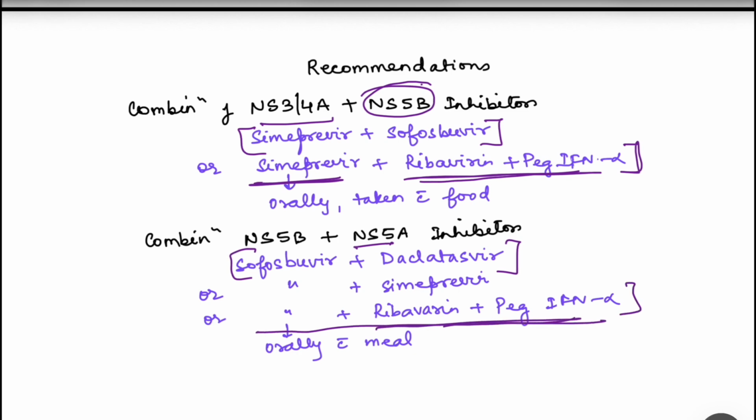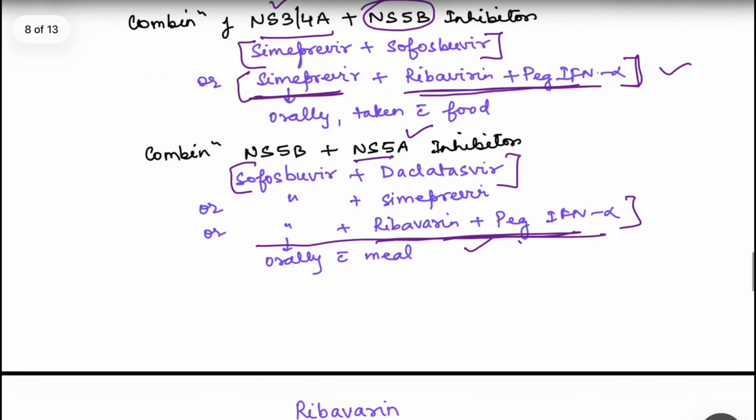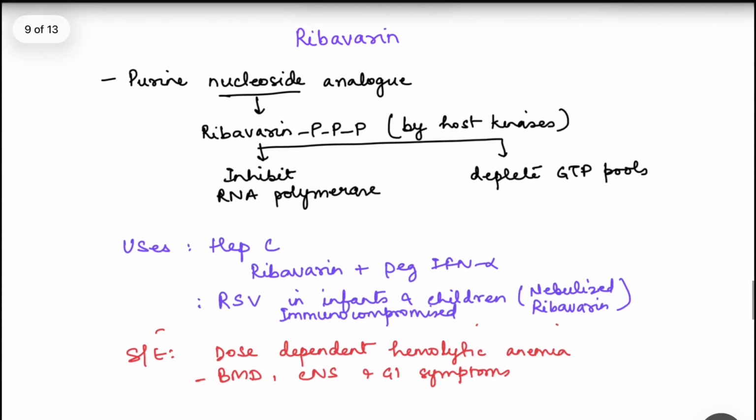So the first thing is that NS5B inhibitors are always used either in combination with NS3/4A or NS5A inhibitors or Ribavirin and pegylated interferon alpha. And similarly, NS3/4A, either you combine with NS5B, which we have already seen, or it can be given along with Ribavirin and interferon alpha, right? So those are the recommendations. Now moving on to the other drugs, that is Ribavirin and interferon alpha.